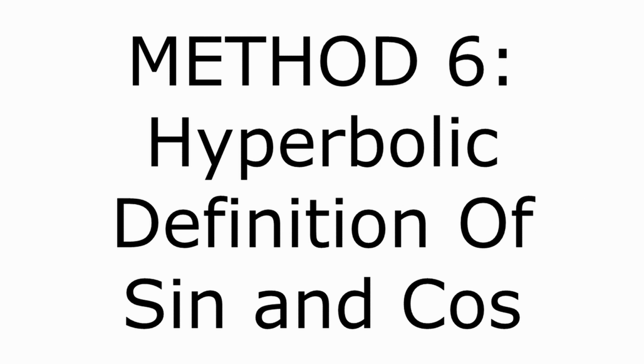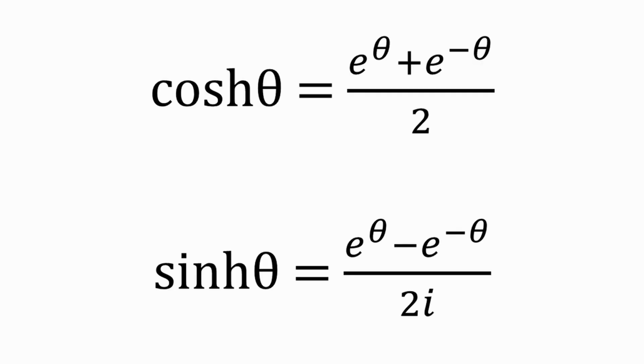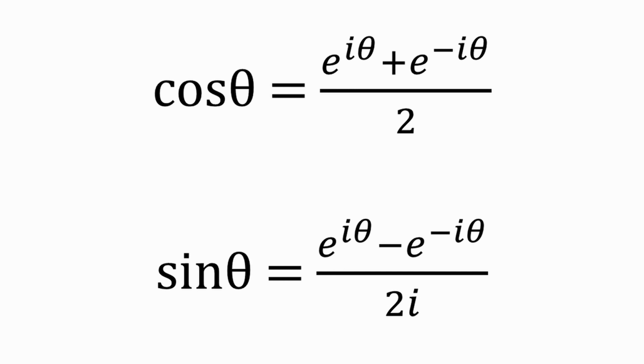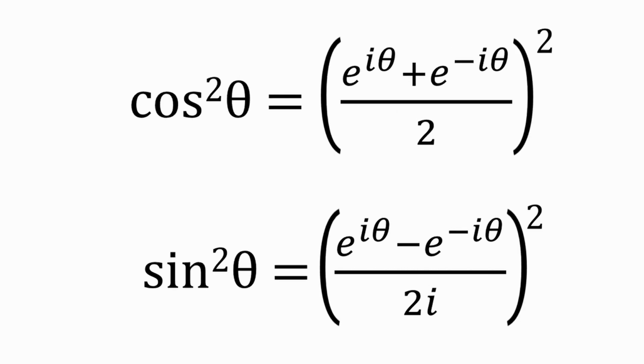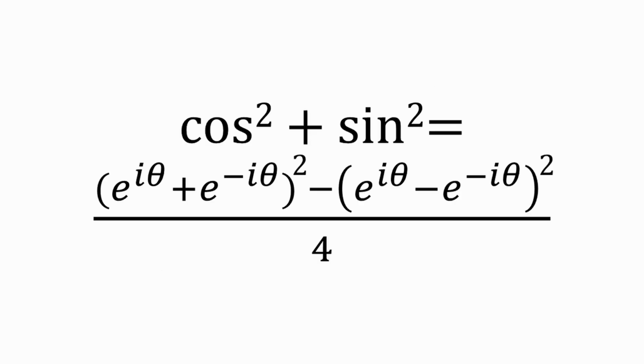Method 6. Hyperbolic/complex definitions of sine and cos. The hyperbolic functions cosh and sinh are defined by adding and subtracting exponentials respectively. As can be shown from De Moivre's theorem, sine and cos can be expressed in a similar form to the hyperbolic functions, as shown. Squaring and adding turns the half into a quarter, so 4 on the denominator.